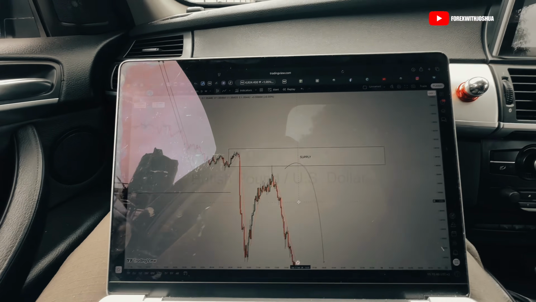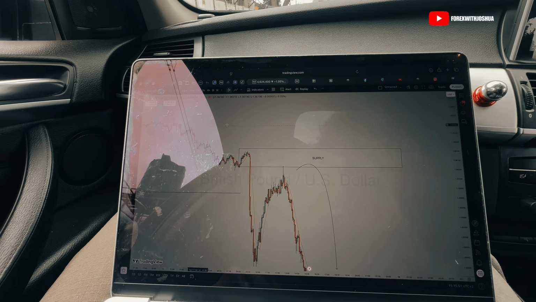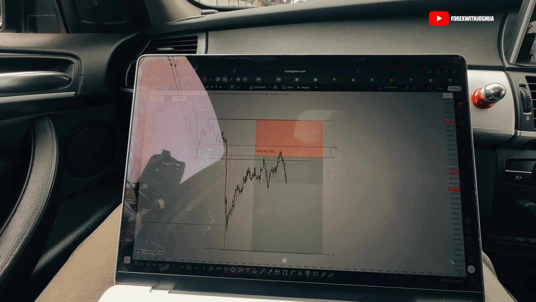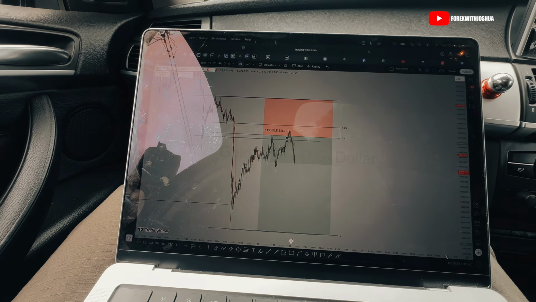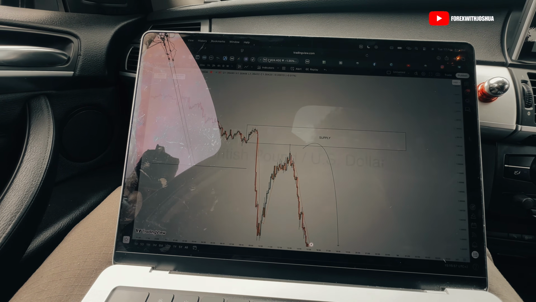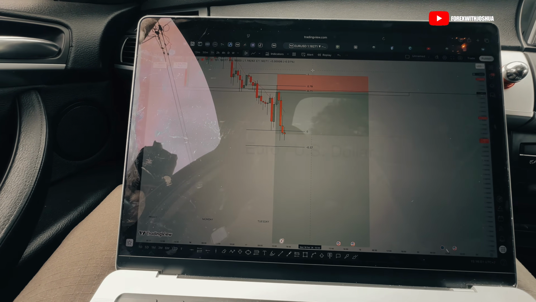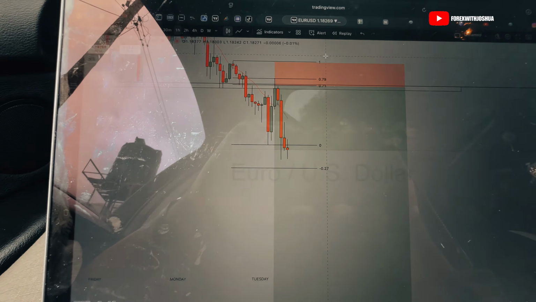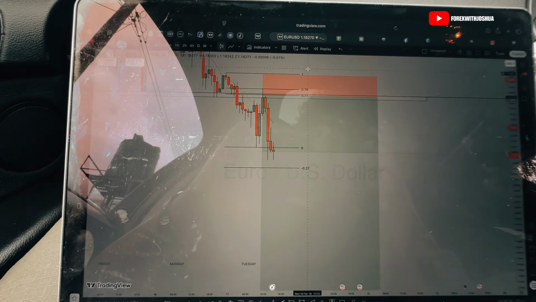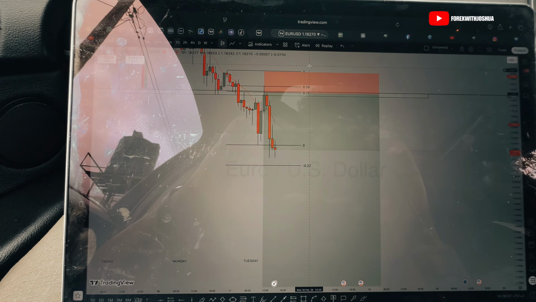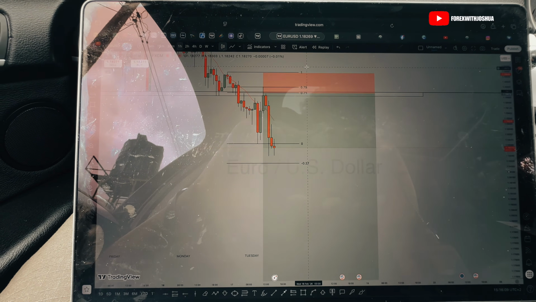But I'm currently in the gold setup and the EURUSD setup. If you want to be part of my community, all you need to do is click the link below and you gain access to it.